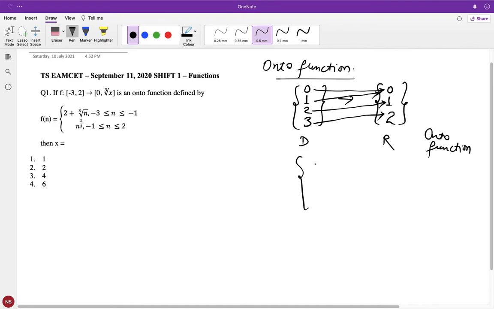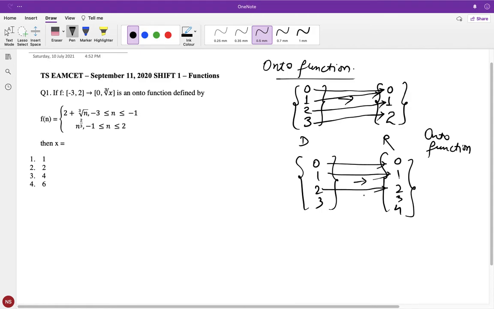Also, if there's a function like this, 0 1 2 3 is the domain and 0 1 2 3 4 is the range, there is no corresponding element in the domain for value 4, then this is not an onto function. So the definition of onto function is just that each and every single value in the range should have a corresponding value in the domain. That's it. So in this problem, the range is given as 0 to cube root of x.